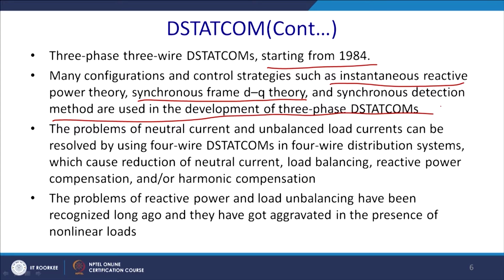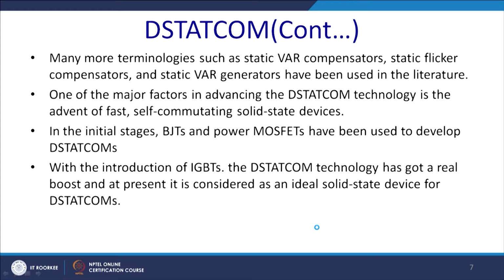The problem of the neutral current and the unbalanced load can be resolved by using a 4 wire system, in case of the 3 phase 4 wire system or 4 wire DSTATCOM. In 4 wire distribution systems, this causes reduction of the neutral current, load balancing, reactive power compensation and harmonic compensation. The problems of reactive power and load balancing have been recognized long ago, and they have got aggravated in the presence of nonlinear loads. Many more terminologies such as static VAR compensator, static flicker compensator, static VAR generator can be used for the same configuration in the literature. One of the major factors advancing the DSTATCOM technology is the advent of fast self commutating solid state switching, because mostly IGBTs are used in this configuration. IGBTs find huge application in this configuration.